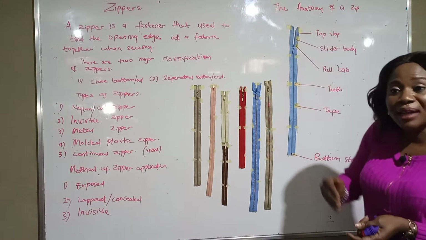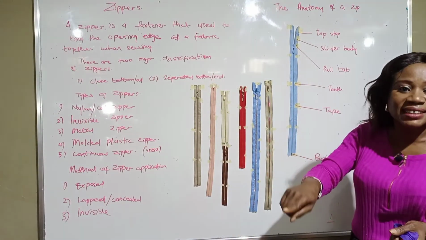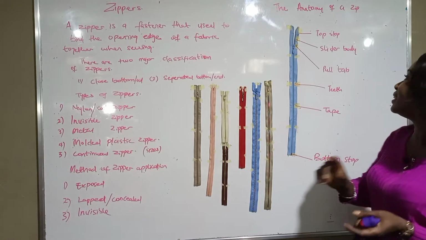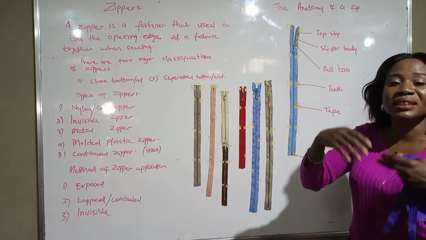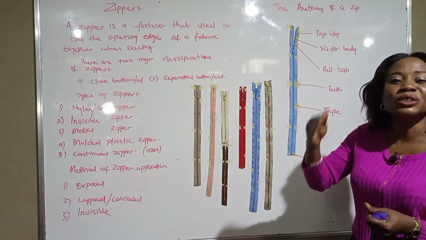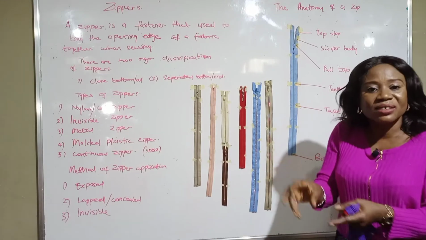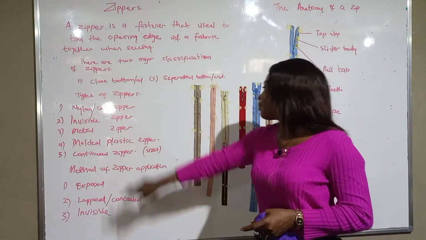So as you cut the zip according to the size that you want to use, you now fix the zipper head. You fix the zipper head or the slider body yourself according to the fashion project that you are working on. You cut it according to the size that fits what you are working on. So that is the continuous zipper.